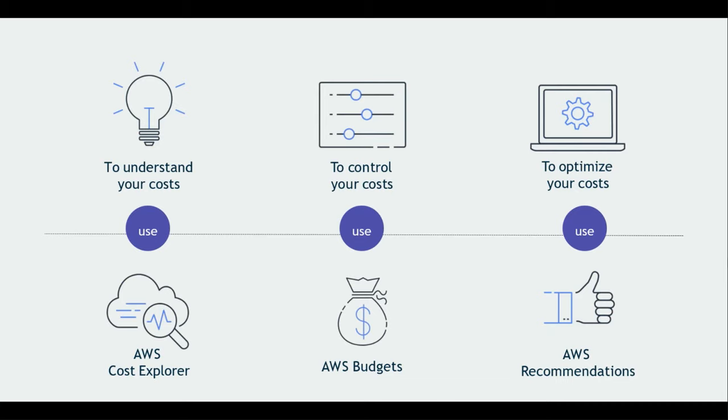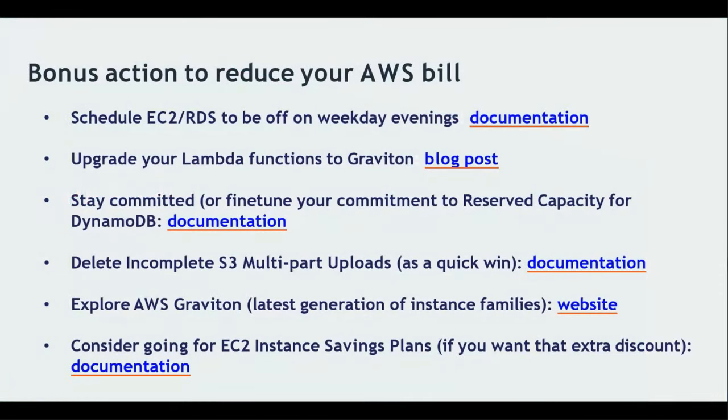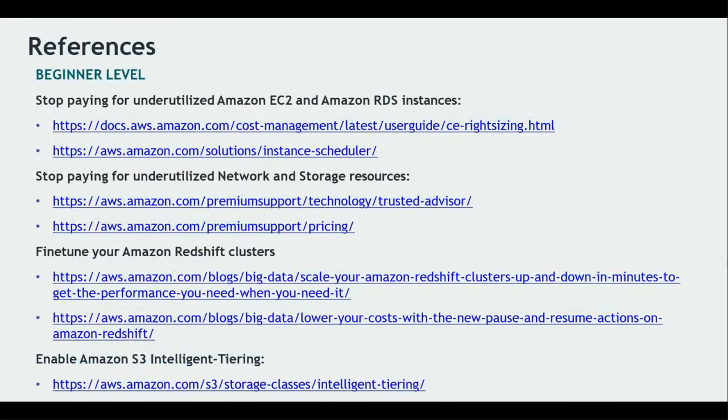So, the final thought: to understand your cost, you can go for AWS Cost Explorer. To control your cost, you can go to AWS Budgets, and to optimize your cost, you can go with the AWS recommendations. Before going further, every organization is different. You may not have seen your particular scenario in this presentation, but if you didn't, you can connect with us, and we can help you based on your requirements. These are some well-defined documents. You can go and visit them, and you will learn more things on cost optimization, the resources and their plans, and you will understand more about the backend, right?